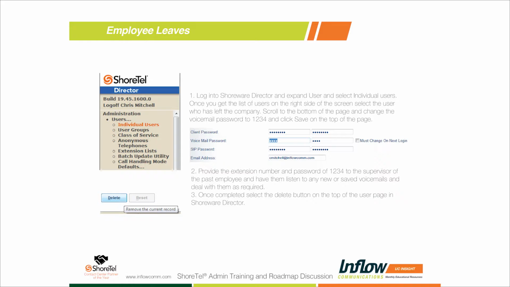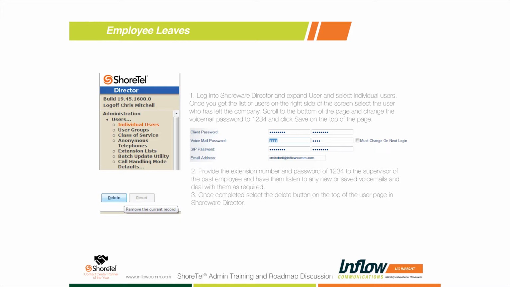So the first thing we should do is log into Director, go to our individual users page, and find the user that's leaving the company or has left the company already. We want to scroll to the bottom and reset their voicemail password, because obviously we don't have a way to look up what their voicemail password was. So let's just change it to 1234 and click the Save button at the top to make that change.